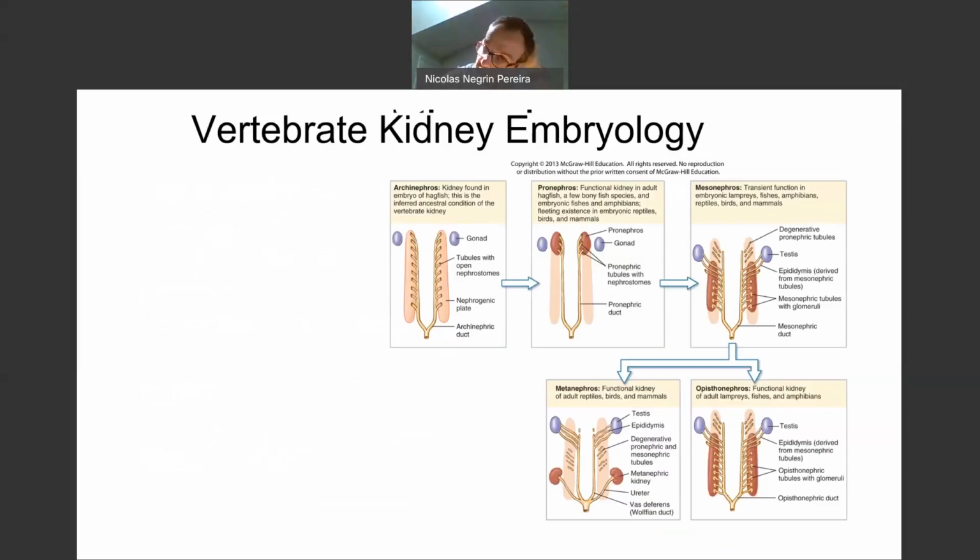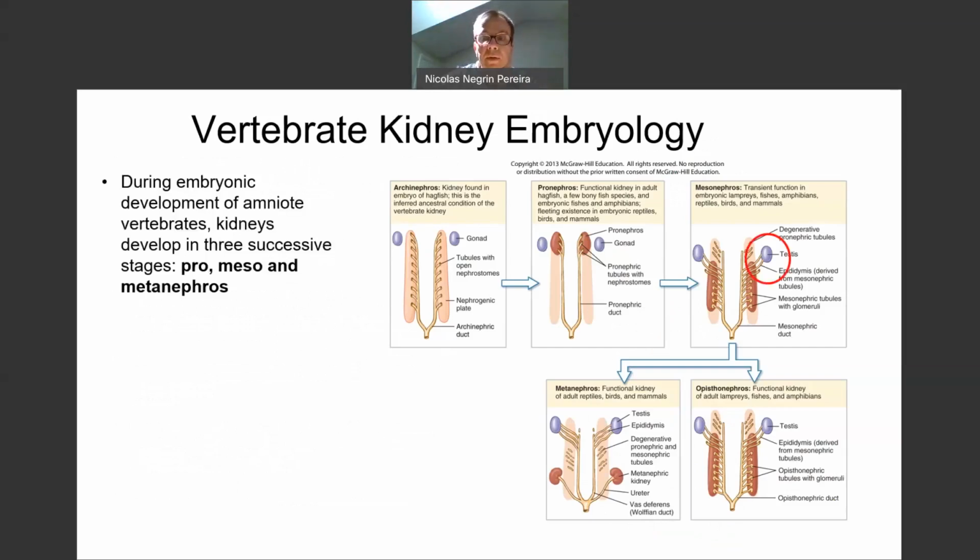Now, quickly going through the vertebrate kidney embryology, I want to make a couple of observations here. And one is that throughout the embryonic formation of the kidney, the reproductive system, in mammals especially, is very close to the formation of the adult kidney.